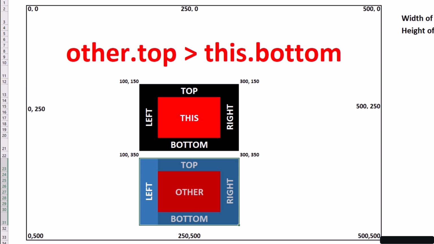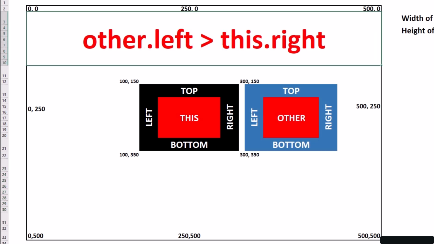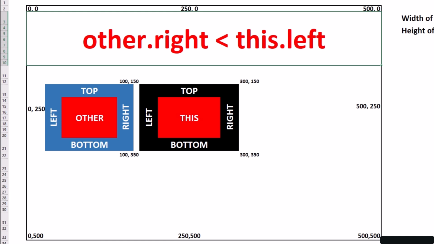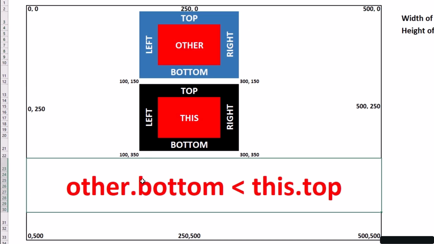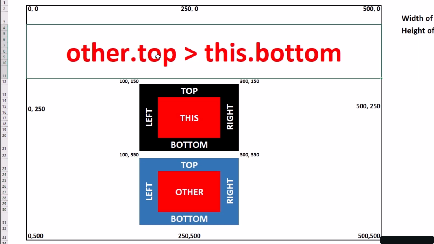So we've just looked at these four positions, in my red highlighted text. If any one of those four conditions holds, other dot right is less than this dot left, or other dot left is greater than this dot right, or other dot bottom is less than this dot top, or other dot top is greater than this dot bottom, and only one has to exist, then we are not intersecting. If all of them don't exist, then we are intersecting, right?